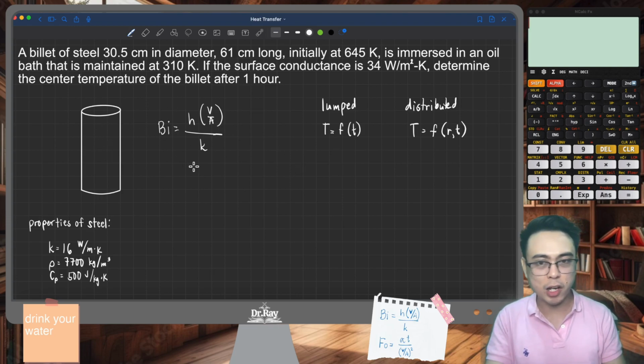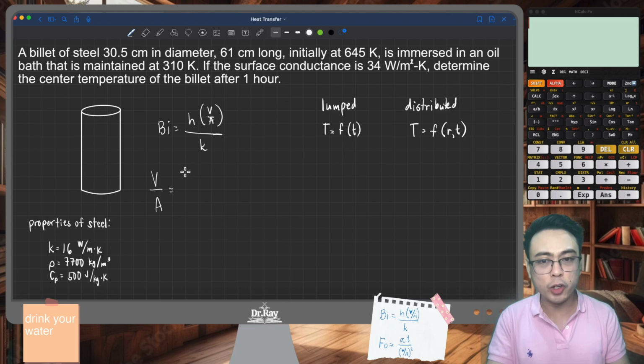So let's evaluate our Biot number. But notice first that we have here a volume to surface area ratio. For this cylinder right here, we can calculate that as the volume, which is simply pi over 4 d squared times L, that's the volume of a cylinder, divided by the surface area. The surface area is divided into two terms. The first term is the lateral surface area of the cylinder right here. The second term is the surface area of both ends of the cylinder, the top and the bottom ends.